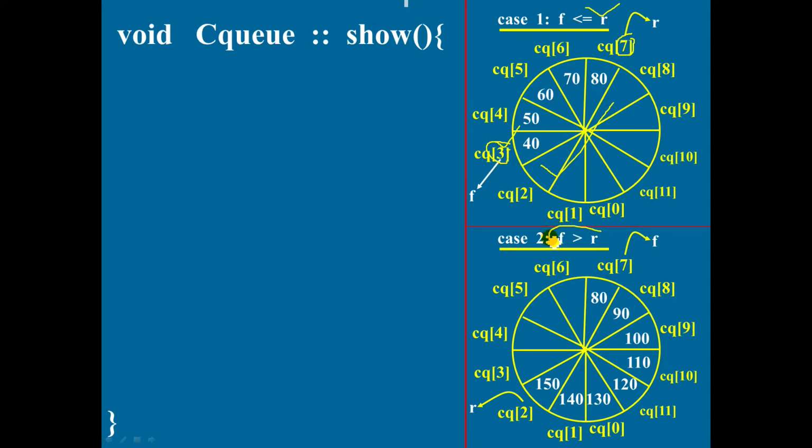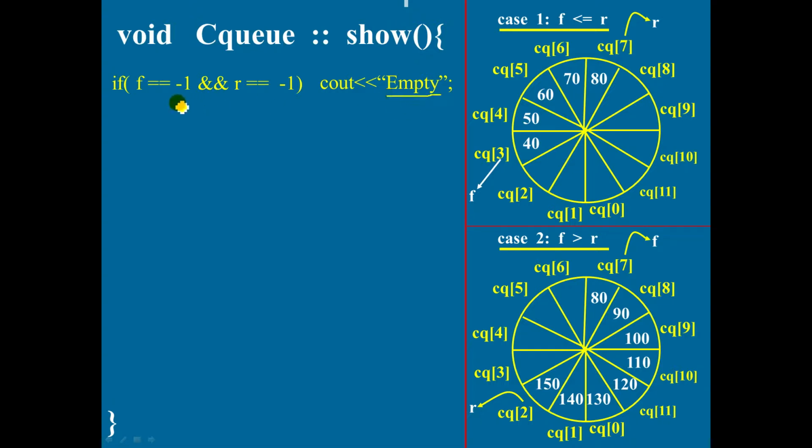And case 2, f greater than r. This is the figure for f greater than r. You can see that f is greater than r because f is 7, r is 2 and 7 is greater than 2.